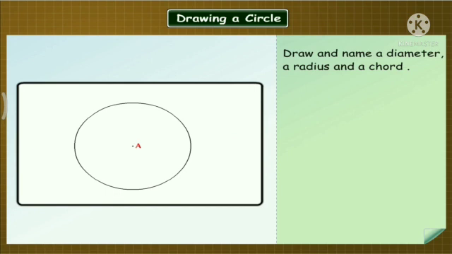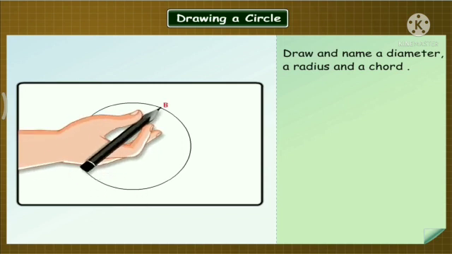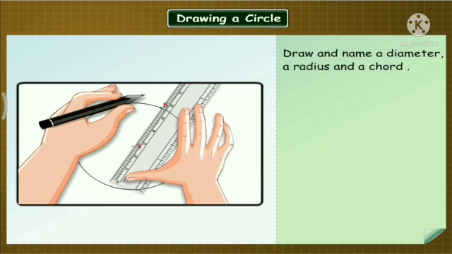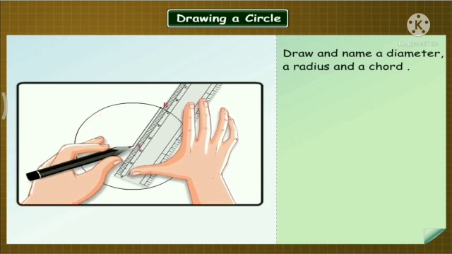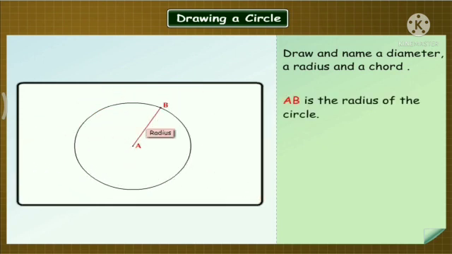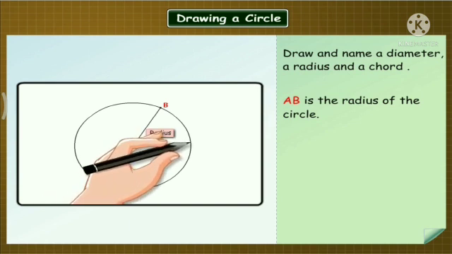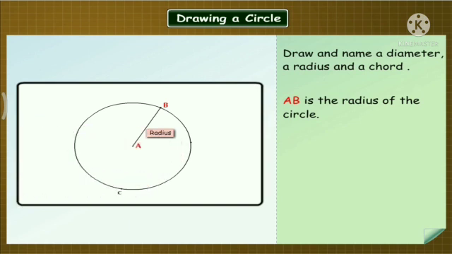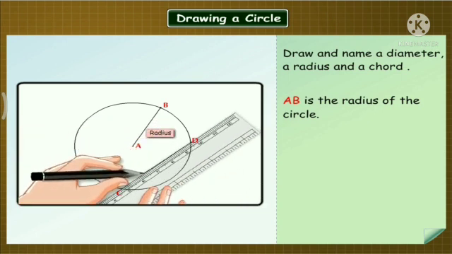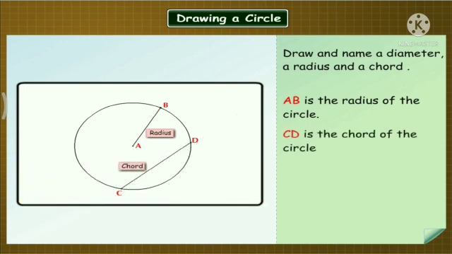Clear students? After drawing a circle, what we have to show in that? We have to show a diameter, radius and a chord. So first of all we will mark our radius. Take any point on the circle and draw a line. Clear? So this AB is your radius. Understood everyone? Now next we will mark a point on the other side of your circle, and we will draw a line. So we will get our chord, that is CD.